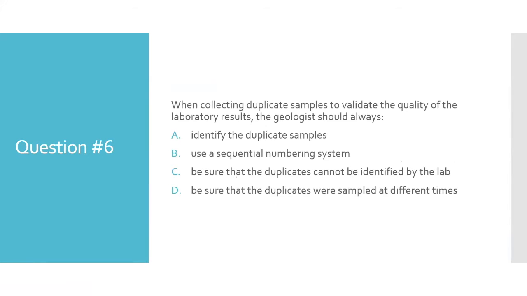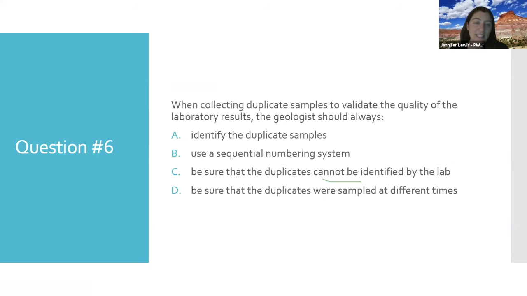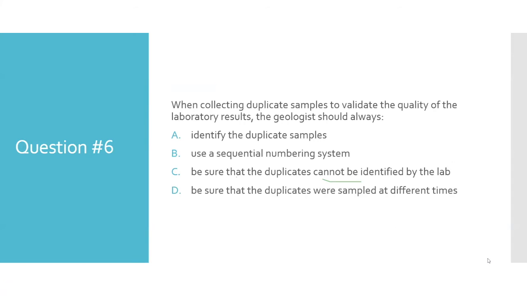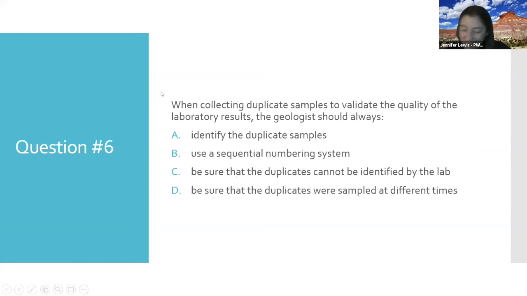Question number 6. When collecting duplicate samples to validate the quality of the laboratory results, the geologist should always A, identify the duplicate samples, B, use a sequential numbering system, C, be sure that the duplicates cannot be identified by the lab, D, be sure that the duplicates were sampled at different times. C. Okay, the answer to this one is C. Be sure that the duplicates cannot be identified by the lab.